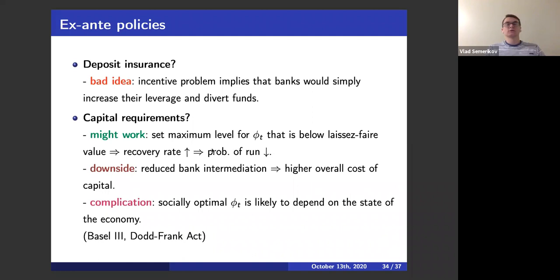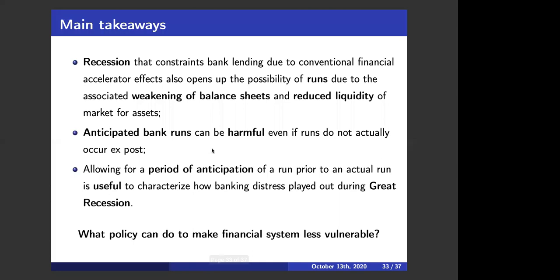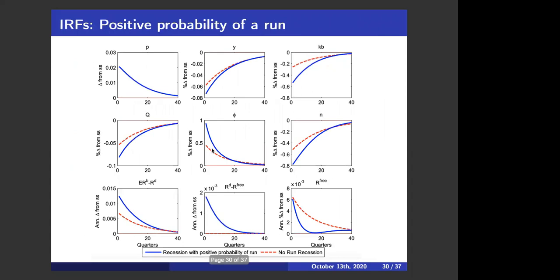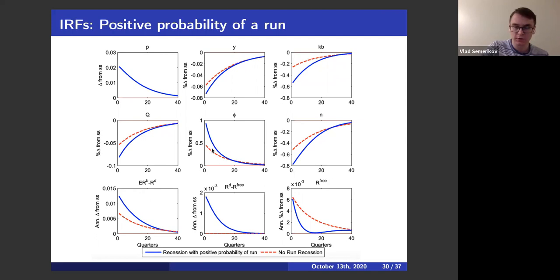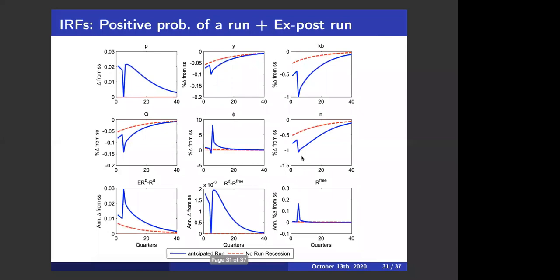When we're talking about banking distress. Please go back. Wouldn't the second bullet be even stronger? Anticipated runs can be even more harmful than unanticipated ones. If the households anticipate, yes, they're going to take their money out of the bank. But if they're unanticipated, well, the bank already took stuff out. Yeah, absolutely. These IRFs exactly illustrate this, because they compare the recession with an anticipated bank run to the recession with no anticipation of the bank run. And we see that indeed the recession associated with the anticipated bank run is more harmful. Right, you're absolutely correct.